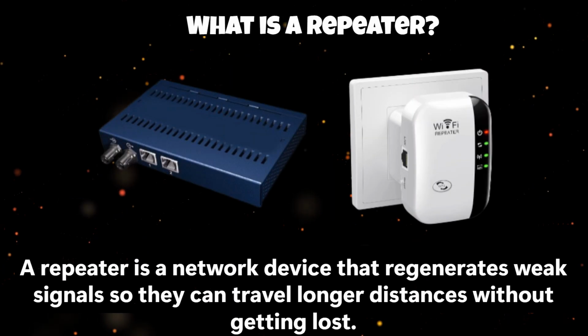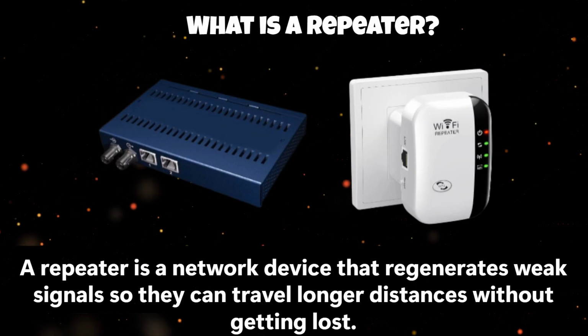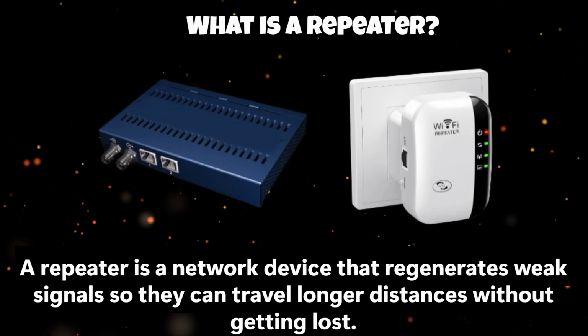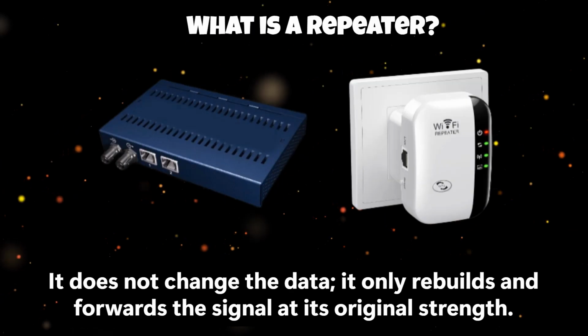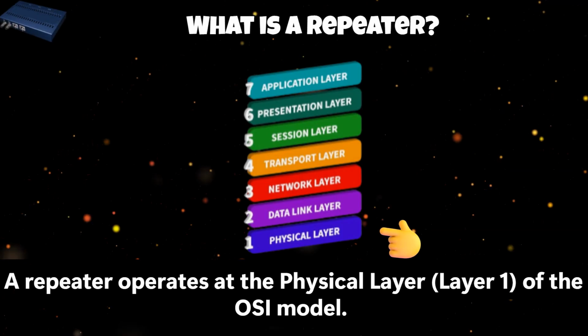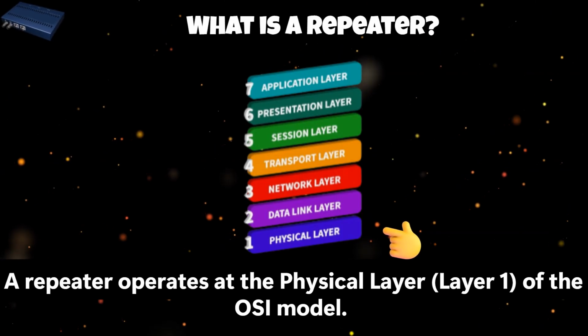What is a repeater? A repeater is a network device that regenerates weak signals so they can travel longer distances without getting lost. It does not change the data, it only rebuilds and forwards the signal at its original strength. A repeater operates at the physical layer, layer 1, of the OSI model.